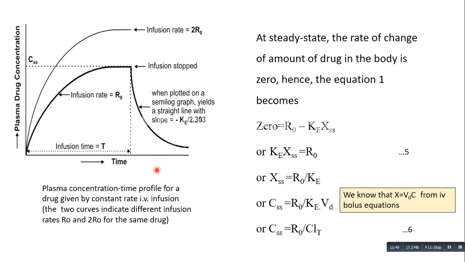Now at steady state, when the rate in equals the rate out, the rate of change of the amount of the drug in the body becomes 0. Hence, equation 1, which was dx by dt equals R0 minus Kex. So dx by dt, that means the change in the plasma drug concentration, will become 0. So it becomes 0 equals R0 minus Ke into Xss, that is the amount present at steady state.